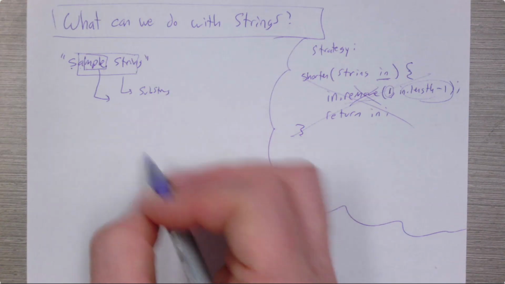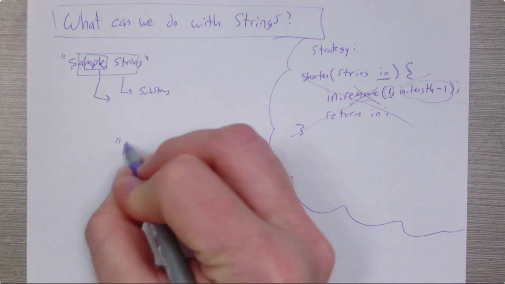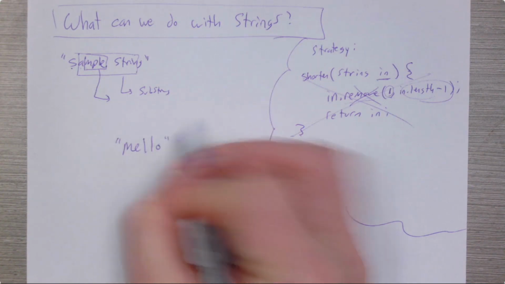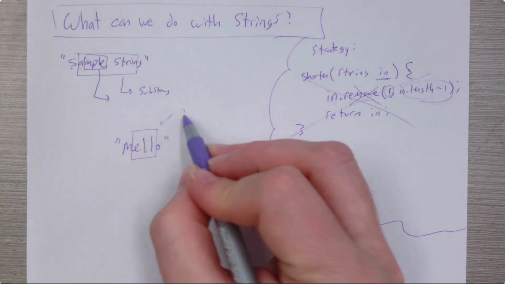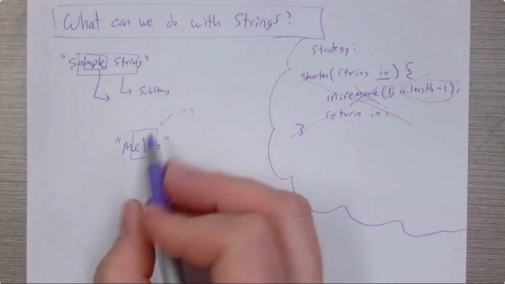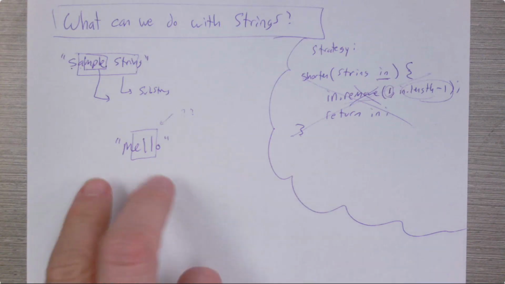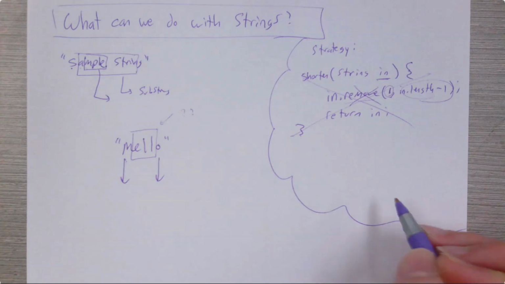So let's go back to thinking about shorten. If I have mellow and I want to remove the middle section, we don't have a good way of removing the middle section. And remember, strings are immutable, which means we can't change them anyway. So instead of thinking about changing the existing thing, what if I think about creating a new string that's just the first letter and the last letter?